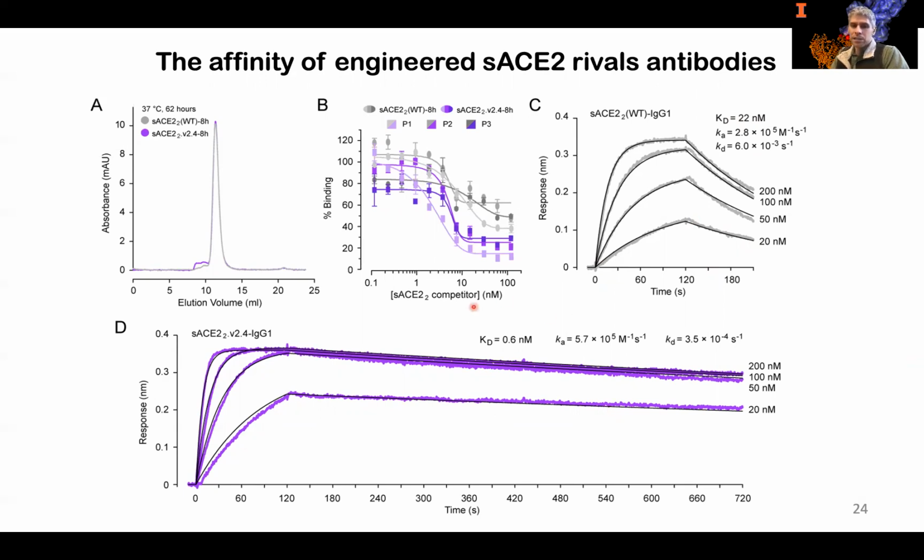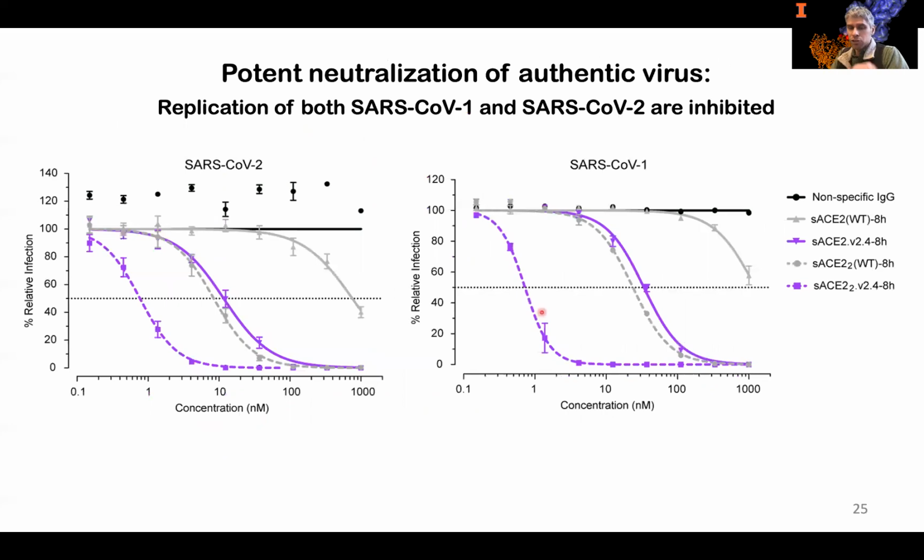And this gives you excellent affinity in the picomolar range, comparable to the best monoclonal antibodies that have reached the clinic. That high affinity translates to excellent neutralization of authentic SARS-CoV-2 in tissue culture. In these neutralization experiments here, the wild type ACE2 decoy receptor is shown in gray. The engineered high affinity decoy with 3 mutations from deep mutagenesis is shown in purple.